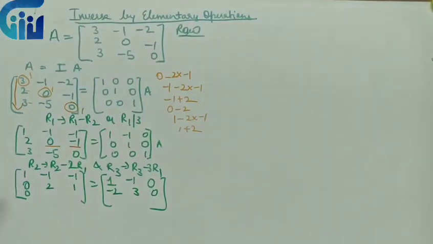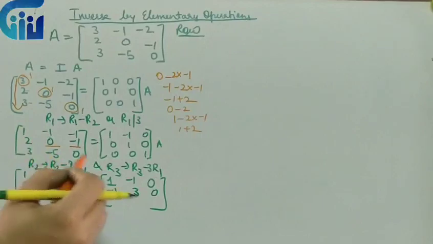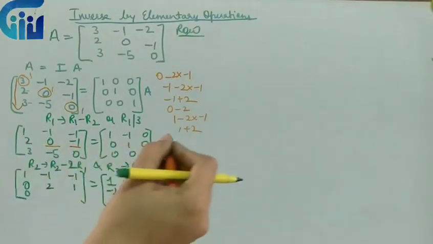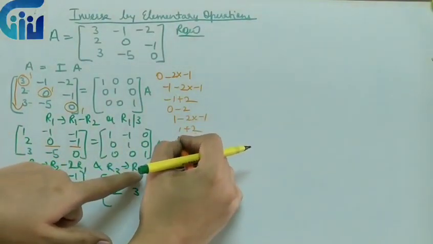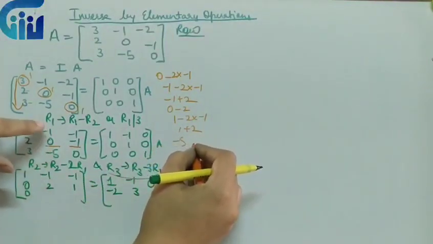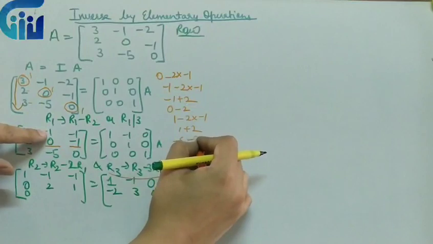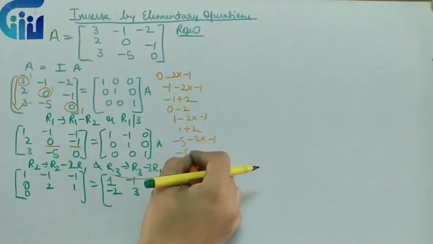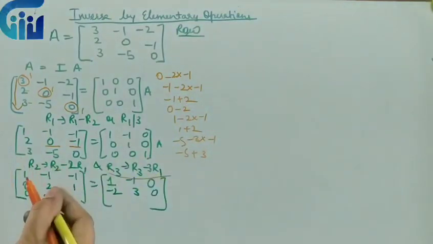Next, R3, this we have already thought of, so we will write it as 0. Next, what we will do? We will change this particular thing. So in place of R3, this operation we are using. R3 is minus 5, corresponding to that minus 1, so minus 3 into minus 1. So minus 5 plus 3, that is minus 2. So I'll write minus 2 over here.